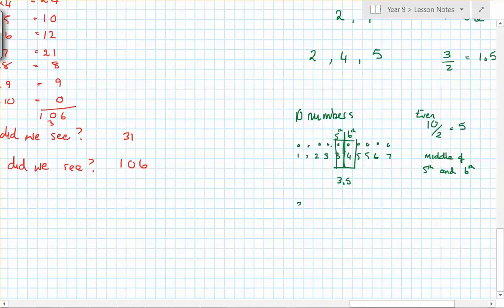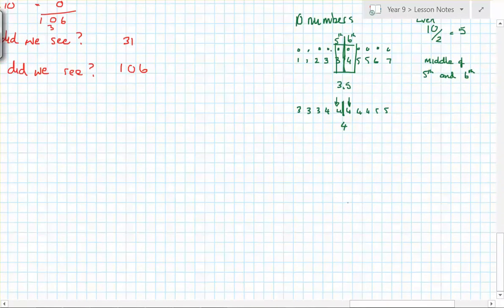What if it was 3, 3, 3, 4, 4, 4, 4, 4, 5, 5 for 10 numbers? That would be 4. So you find the middle. Again, 10 divided by 2 is the 5th, but you'd need to find the 5th number and the 6th number, and they're both 4, so the middle of them is 4. So that's when we have an even number of numbers.